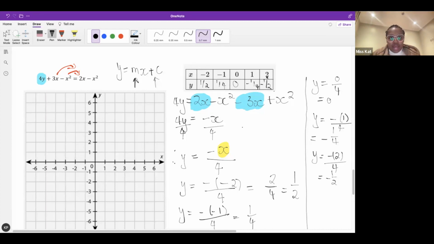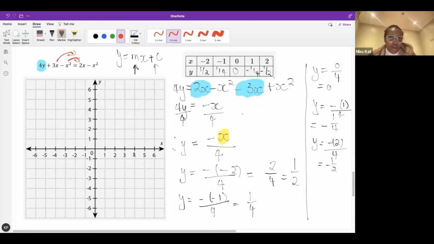You're welcome, ma'am. Now we are going to plot this graph, which is what I'm going to do. Okay, these were terrible coordinates for me to pick because good luck plotting halves, but we're going to do it. We don't give up here, right? If x is -2, y is a half. So that's about there. Next one says if x is -1, y is a quarter. So that's even lower. At 0, it's just 0. At 1, it's -1/4, so that's there. And at 2, it's -1/2.